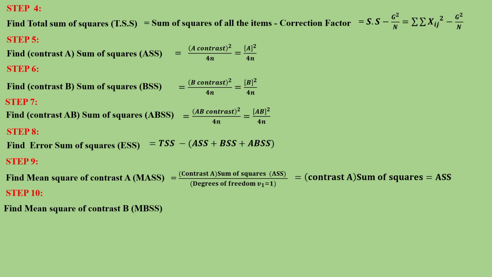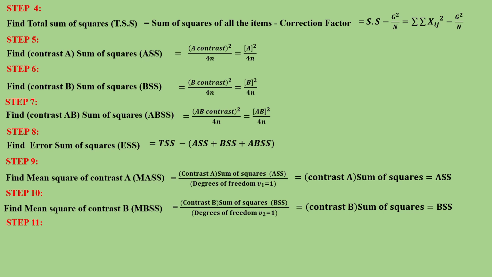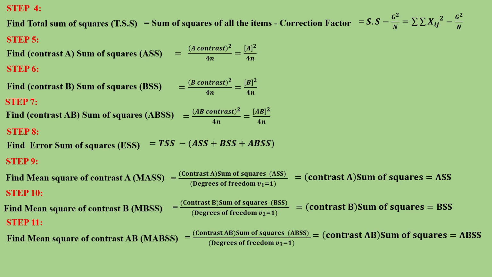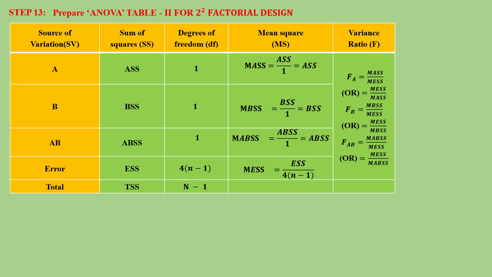And similarly, mean sum of squares for contrast B, MBSS, that is also BSS. Next, mean sum of squares for contrast AB, that is contrast AB only, ABSS. Then error sum of squares, mean sum of squares for errors. Next, prepare the ANOVA table, source of variation: A, B, AB, error. You can use small a, b, ab also.